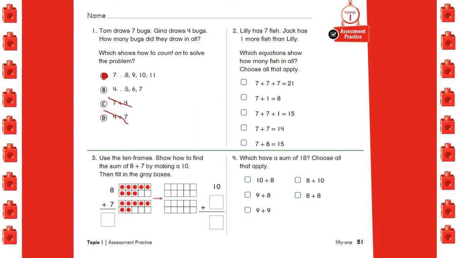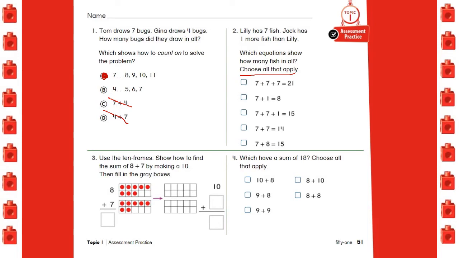Number 2, Lily has 7 fish. Jack has 1 more fish than Lily. Which equations show how many fish in all? Choose all that apply. Boys and girls, this is really important. Choose all that apply means that there's probably more than one answer. There could be more than one answer.